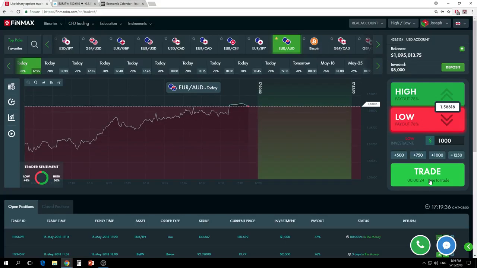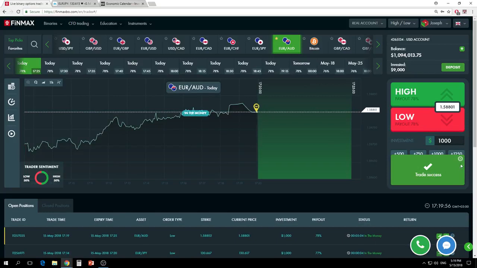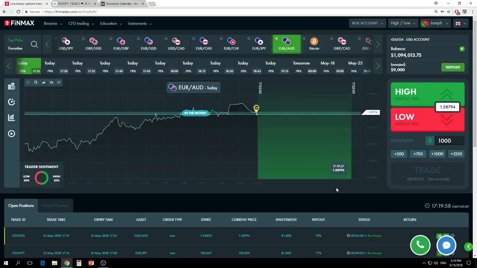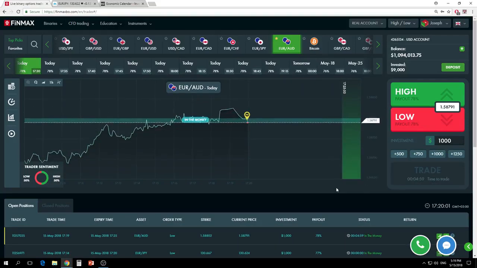So in 20 seconds, we are going to open a trade on Euro Australian dollar. Low for 5-minute expiry time again. Get ready. Do it.